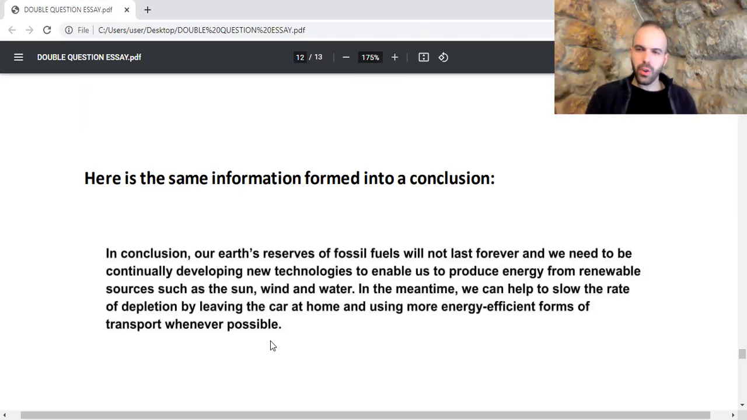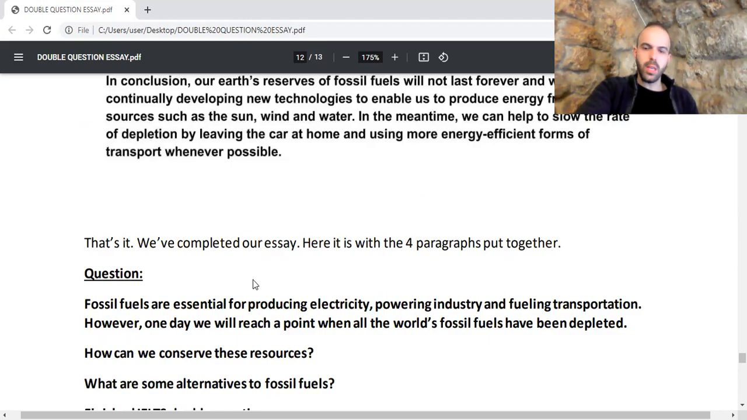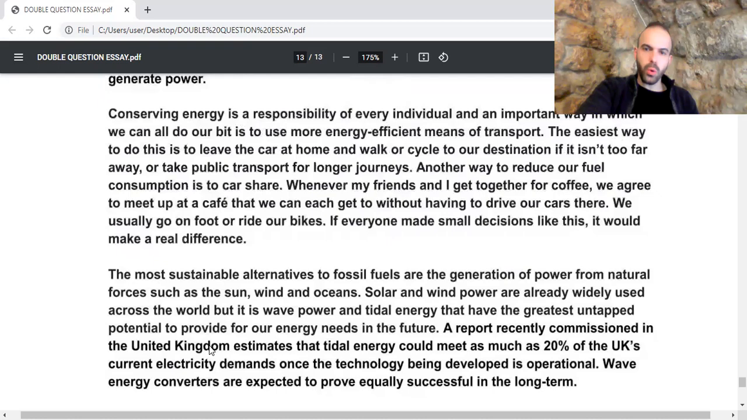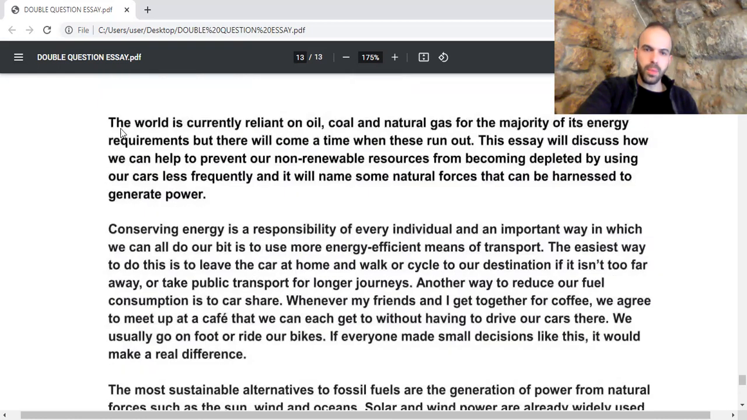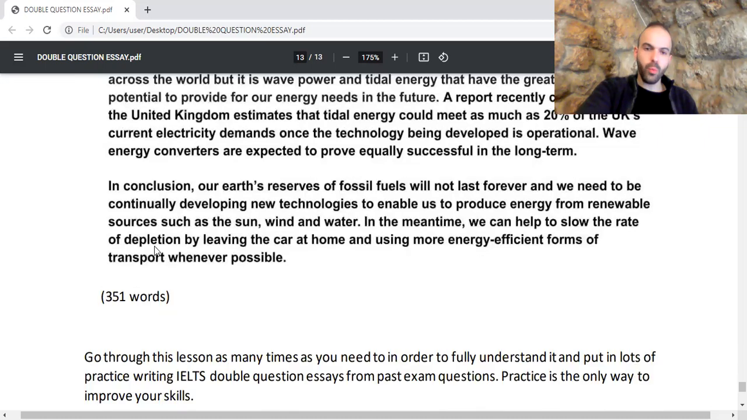So as you can see, it's a very simple and easy structure to follow in the conclusion. Here is our full essay. We've reached about 351 words, okay? So that's the full essay. That's the introduction, main body paragraph 1, main body paragraph 2, which is the answer of the second question, and then we have the conclusion, and we've reached 351 words, okay?